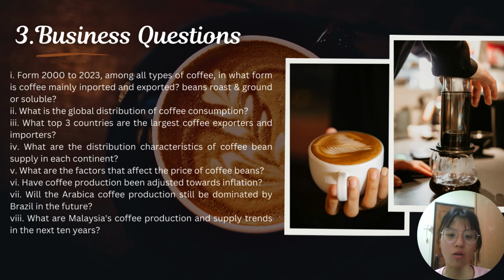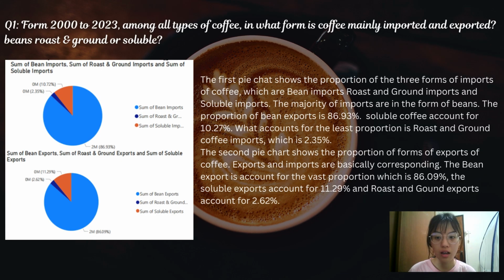And these are all the questions we want to solve according to our data. Our first question is: from 2000 to 2023, among all the types of coffee, in what form is coffee mainly imported and exported? Beans, roast and ground, or soluble coffee.